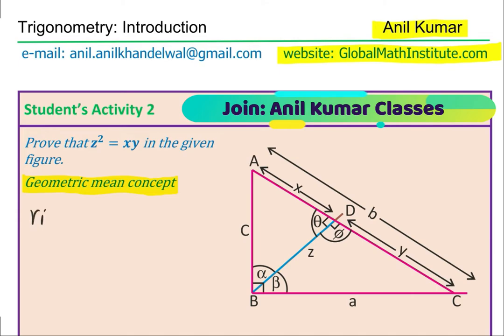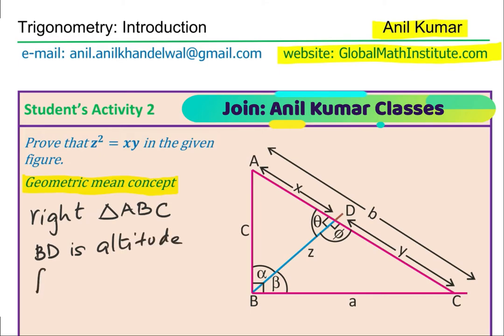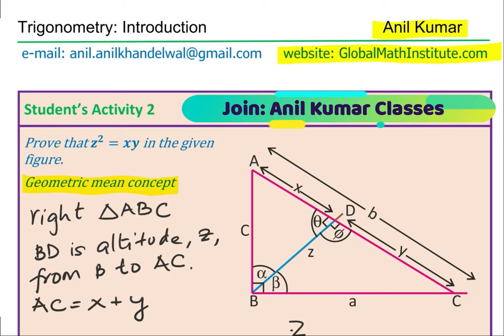So we have a right triangle ABC, and BD is the altitude from B to the hypotenuse, let me say AC. Now this altitude divides AC into two portions which are x plus y. The length of the altitude BD is z. And you need to show that z square is equal to the product of x and y.